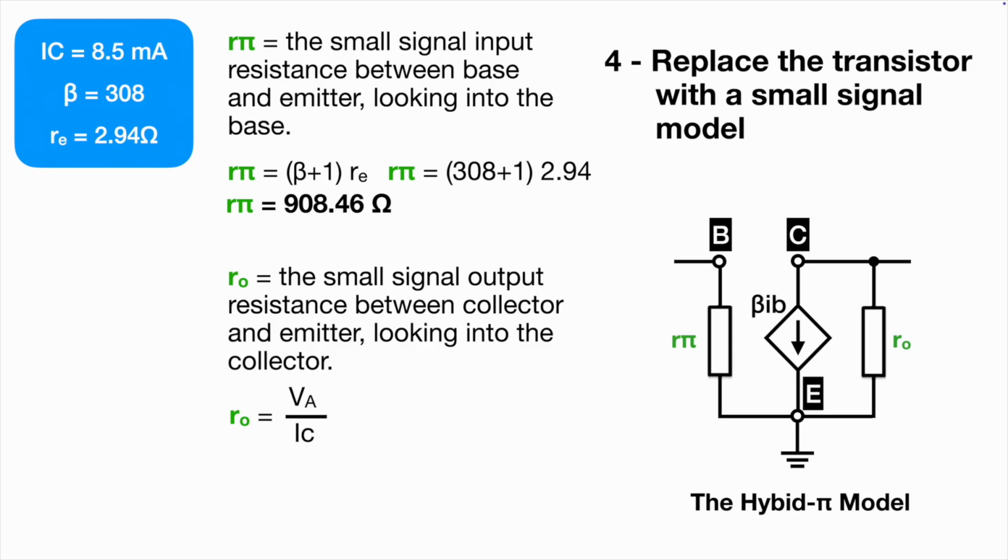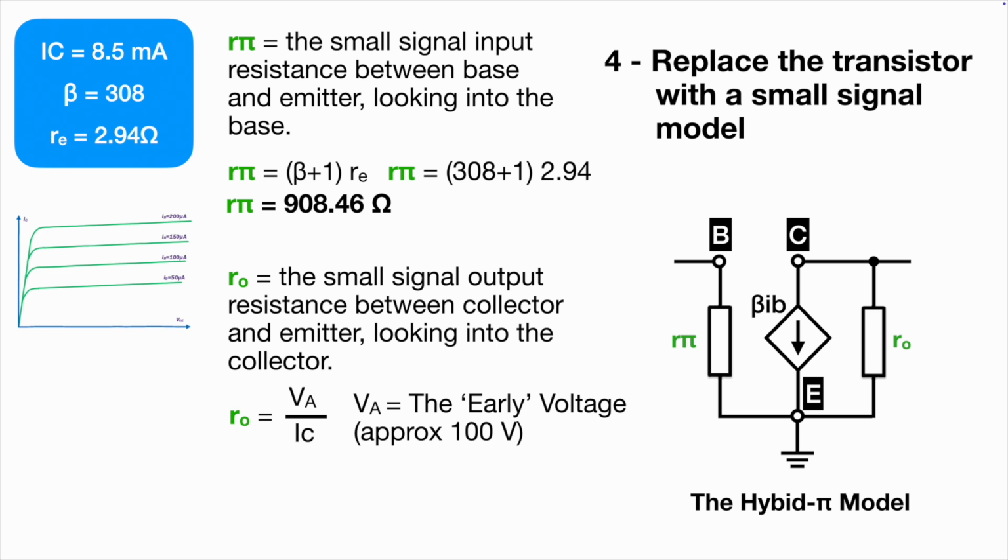What on earth is VA, you're probably asking? Well, VA is the so-called early voltage, named after Jim Early of Bell Labs. And let me just show you this familiar graph. You don't need to worry about this too much, but just notice that on the x-axis here we have the voltage between the collector and the emitter. On the y-axis we've got increasing collector current, and then these green traces are different levels of base current, 50 microamps, 100 microamps, etc.